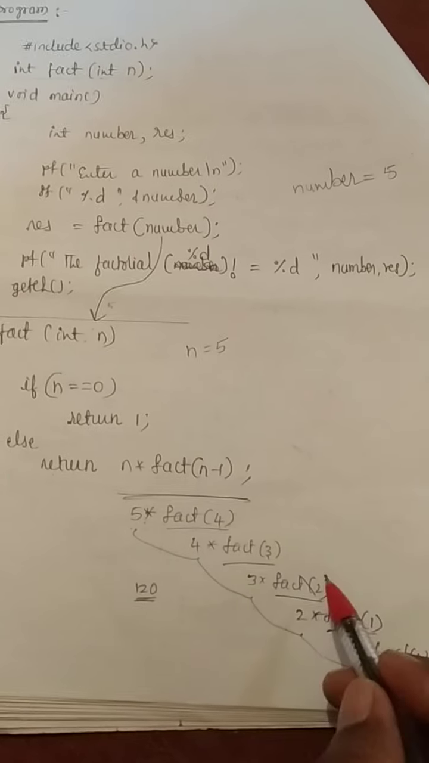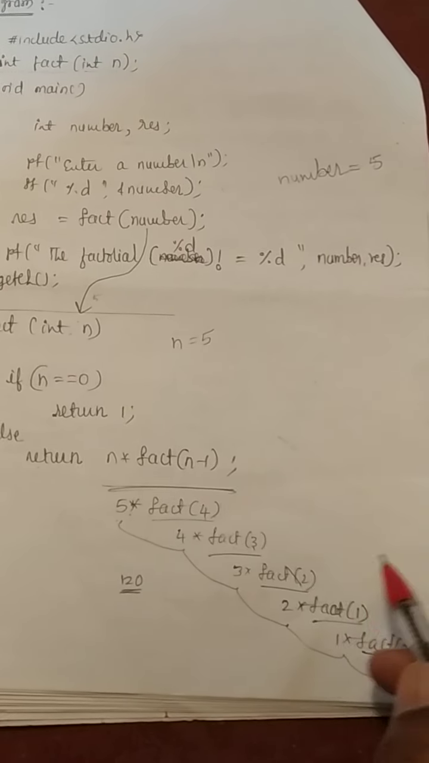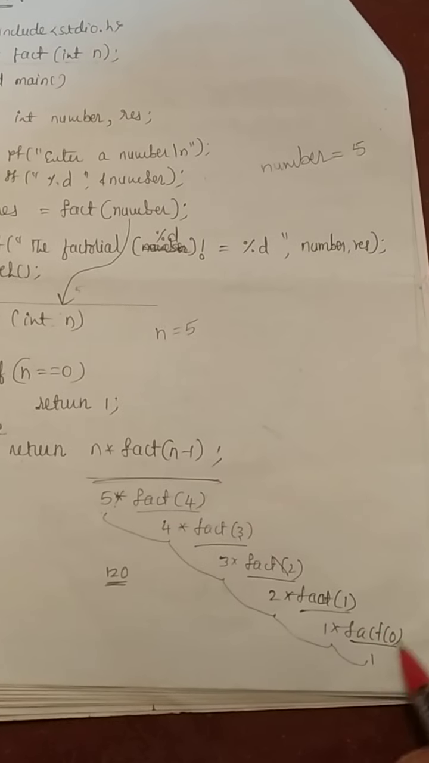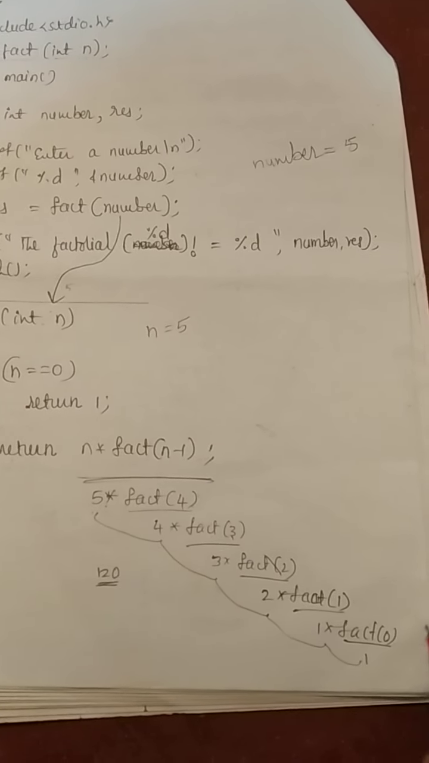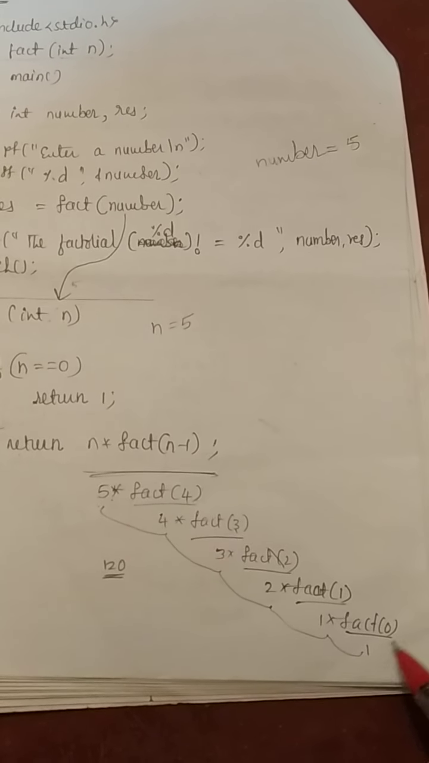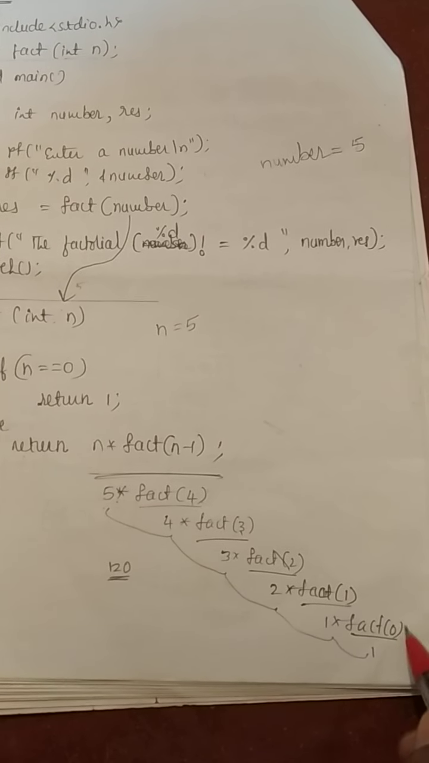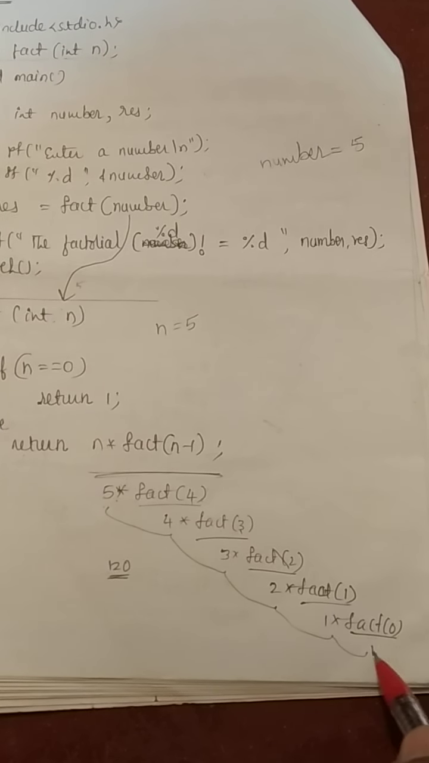Again this function will be called by itself. This will be 2 into factorial of 1. Again factorial 1 function will be called by itself. 1 into factorial of 0. Again this 0 factorial will be called by itself. So this will be 1 into 0 factorial, right? So after that what happens? 0 factorial in the sense the result is 1.